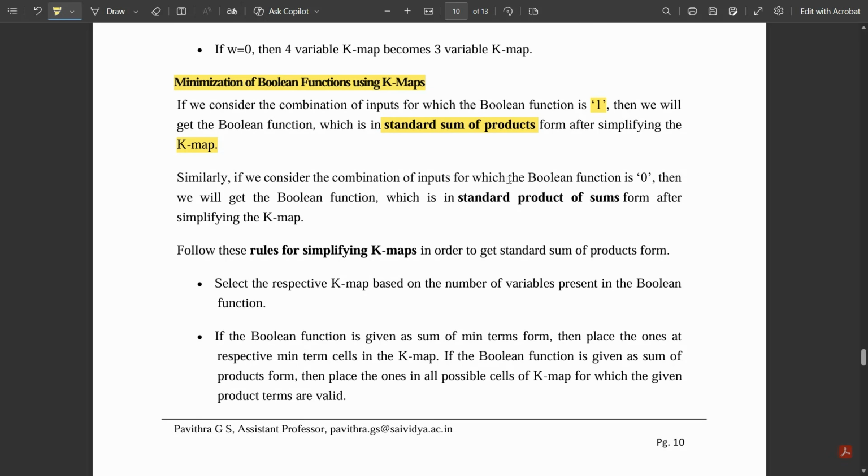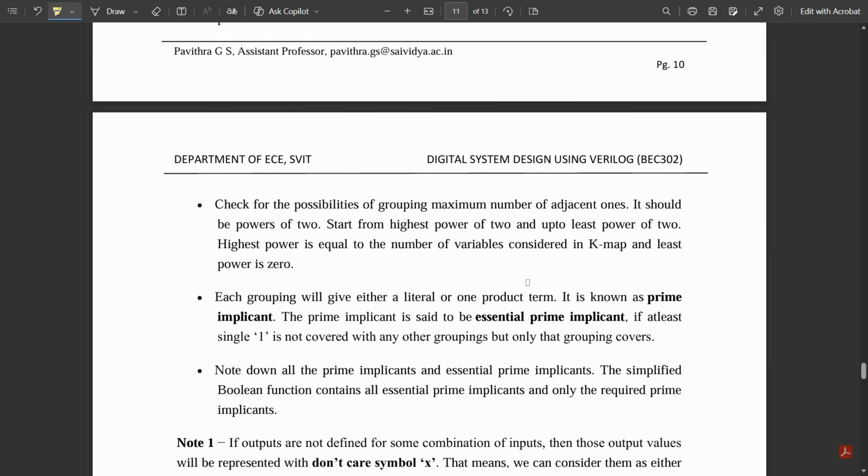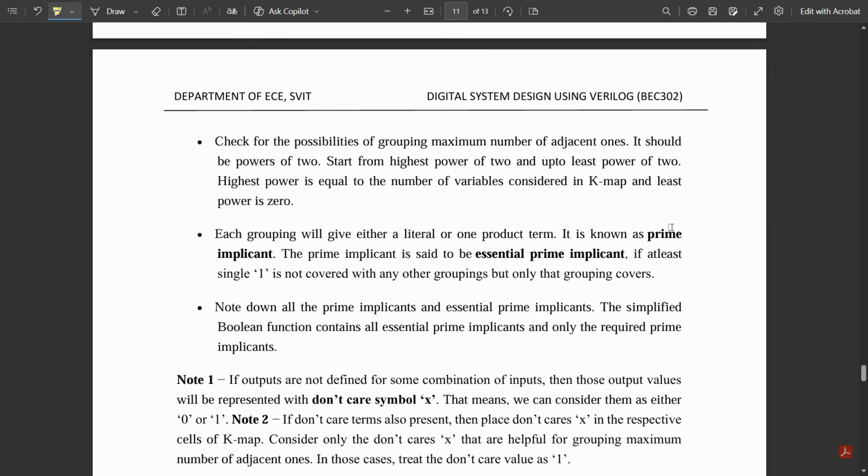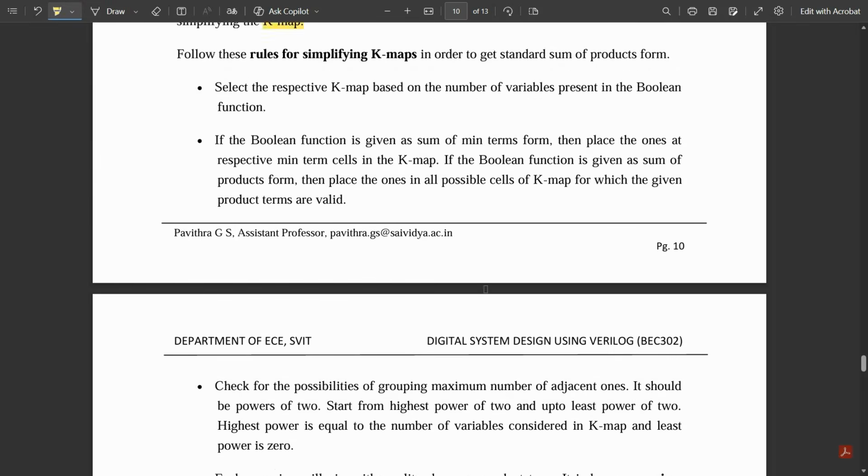Similarly, if we consider the combination of inputs for which the Boolean function is 0, then we will get the Boolean function in the standard product of sums form after simplifying the K map. That is, in a particular K map, if you have zero terms, and those zeros are grouped together, then those groups are represented in the standard product of sums. So these are the rules for simplifying K maps in order to get the standard SOP form and standard POS form. In that we have a few terms to remember: prime implicant and essential prime implicant.